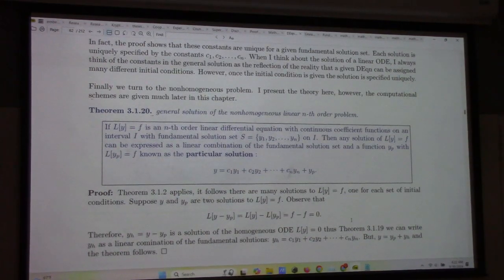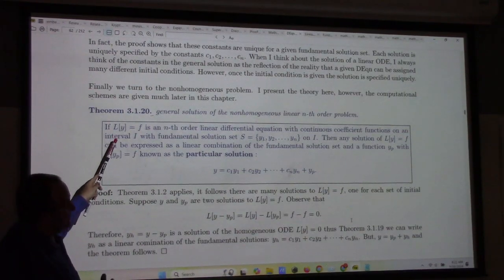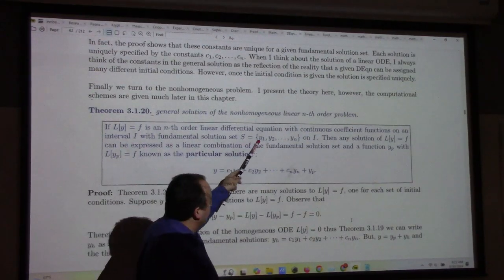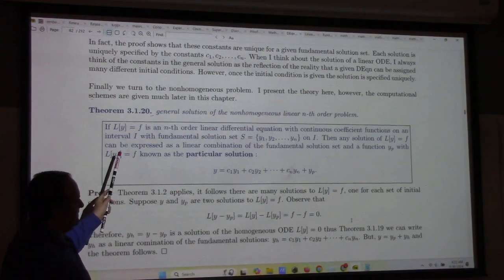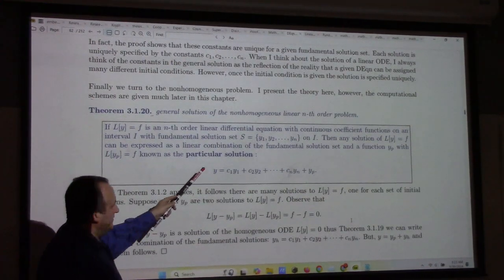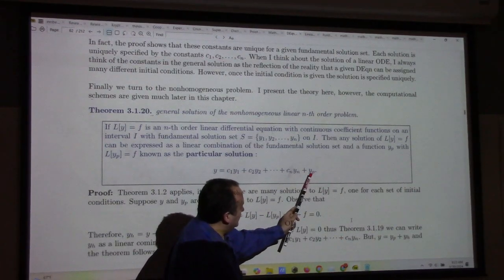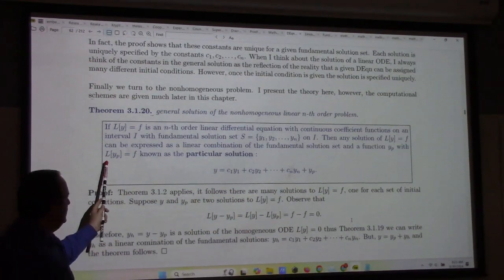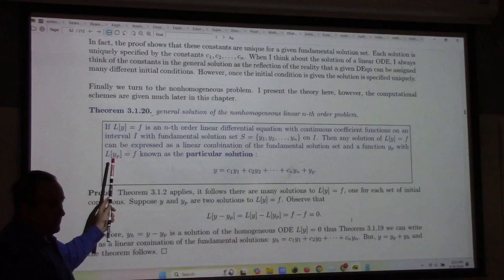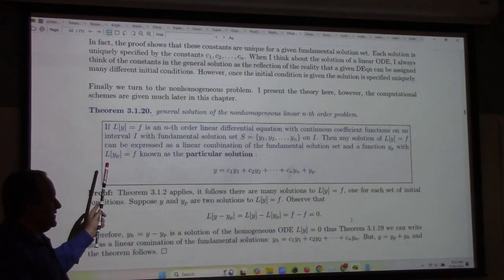I'm sure that we'll need more theory. Theory builds the machine to calculate in here. But the last bit I'm going to project here is, if we have an nth order linear differential equation with continuous coefficient functions on an interval I, and we've got the fundamental solution set y1 through yn, any solution of the non-homogeneous problem can be expressed as a linear combination of the fundamental solution set, plus something else which we call a particular solution. Now the particular solution actually is an honest-to-goodness solution to the given non-homogeneous problem. And this is then the general solution to the non-homogeneous problem.